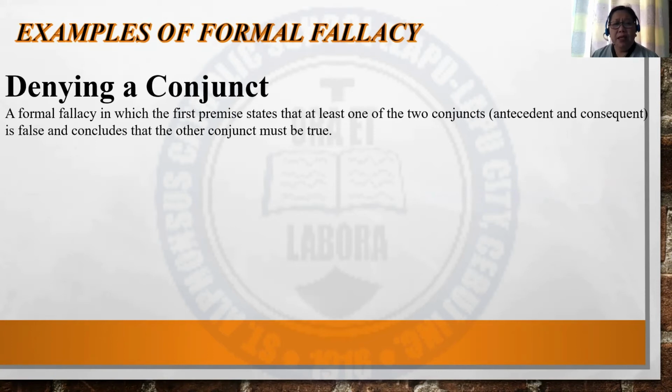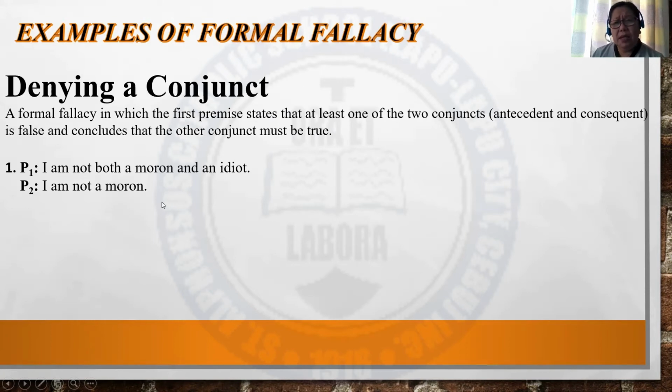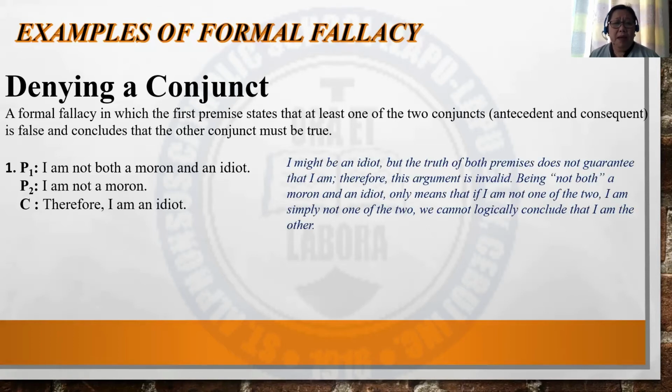Next, let us have denying a conjunct. A formal fallacy in which the first premise states that at least one of the two conjuncts, the antecedent and consequent, is false, and concludes that the other conjunct must be true. For example, first premise is I am not both a moron and an idiot. Second premise, I am not a moron. The conclusion, therefore, I am an idiot. I might be an idiot, but the truth of both premises does not guarantee that I am. Therefore, this argument is invalid.